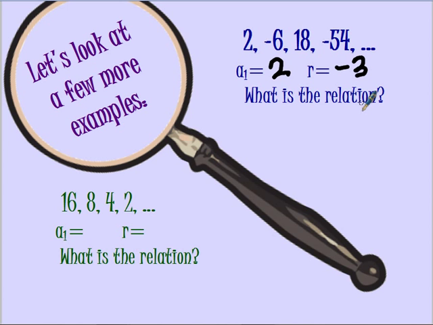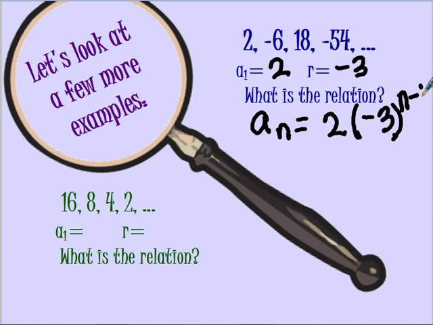And let's look at its explicit formula. To get any term in my sequence, remember n can be any number, I'm going to take my initial term and multiply that by the common ratio taken to the n minus 1 power.